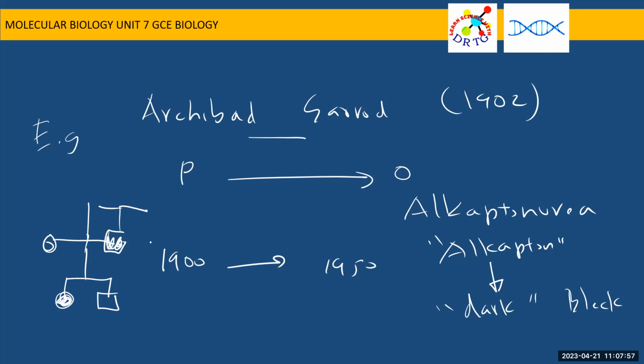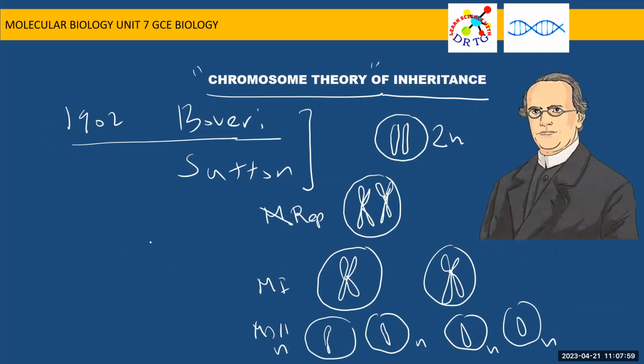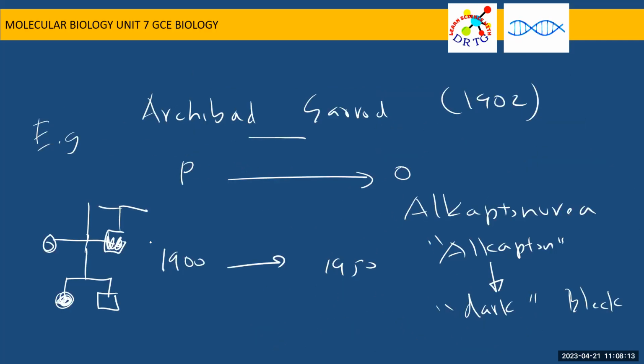So that's it about the chromosome theory of inheritance. Around 1902, Boveri and Sutton explained this, and it is something we learn about meiosis; the whole concept explains the chromosome theory. At that time, it was good for scientists to use the theory to explain many things. For example, this alkaptonuria genetic disorder can be explained by the chromosome theory of inheritance.